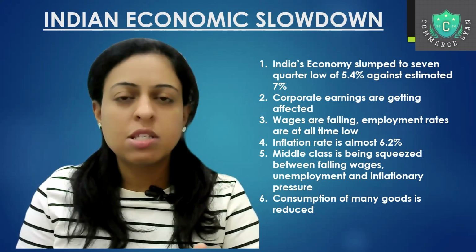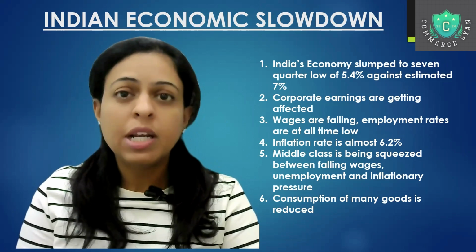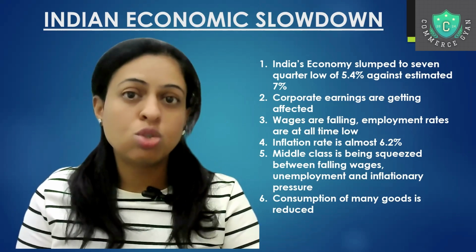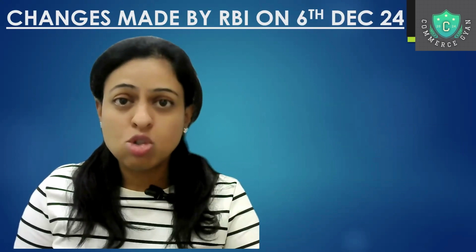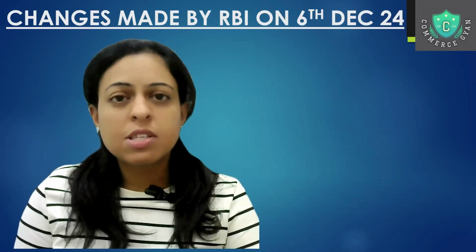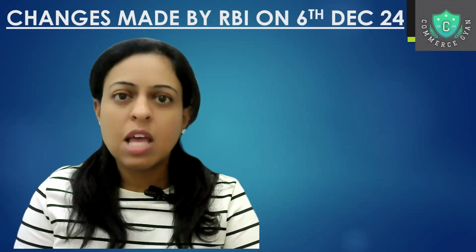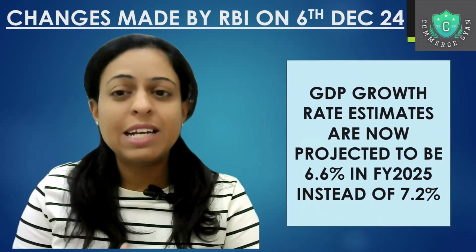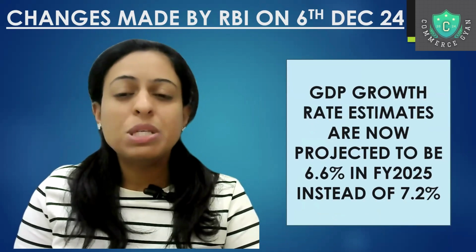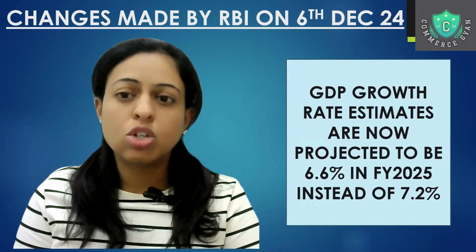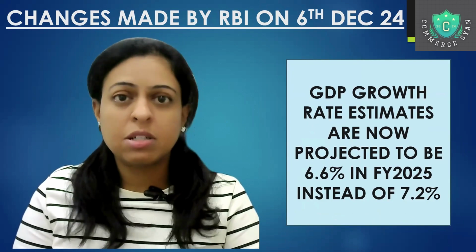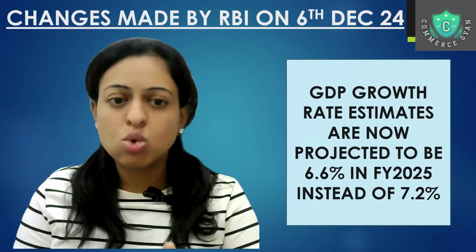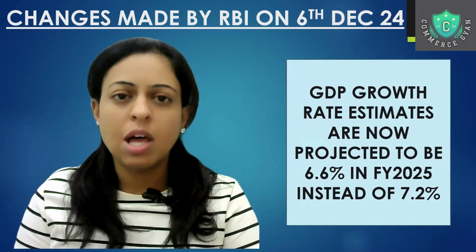So this is exactly the situation of the Indian economy, and the government is now in a desperate position to revive it. So, on 6th December, RBI announced, the previous governor, the governor has changed today, but the previous governor, Mr. Shaktikanta Das, had announced that the GDP growth rate estimate is now projected to be 6.6% in the financial year 25 instead of the earlier committed 7.2%. So they are saying it's a lower projection now.